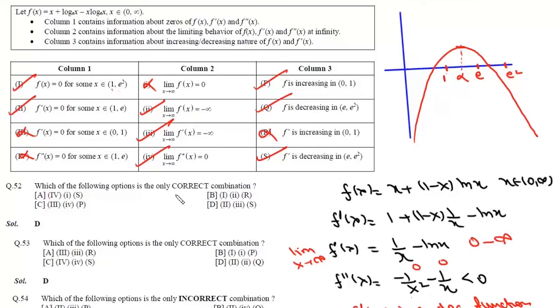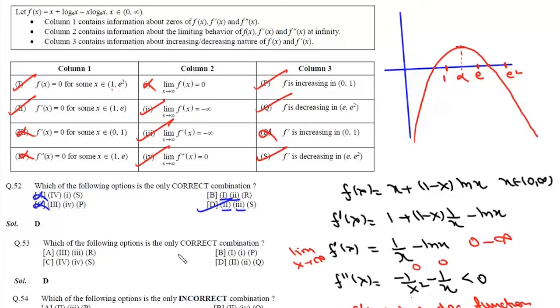Now which of the following options is the only correct combination? The first one correct is 1 and 2. So this a is incorrect, c is incorrect. So here we have 1 and 2. And the second and third, they are both correct. And then r and s is correct. So this is your option D.